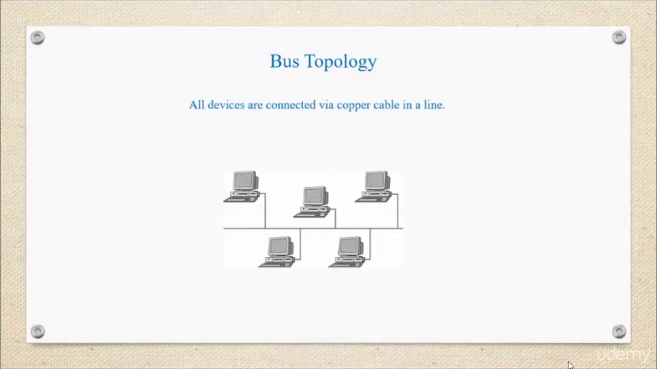All devices in a bus topology are connected by way of a copper cable in a line. Now, let's take a look at this example that I have below. If computer 1 wants to send data all the way down to computer 5, it has to send data through computer 2, computer 3, and computer 4, and vice versa. Now, this is not the most efficient way to send data.